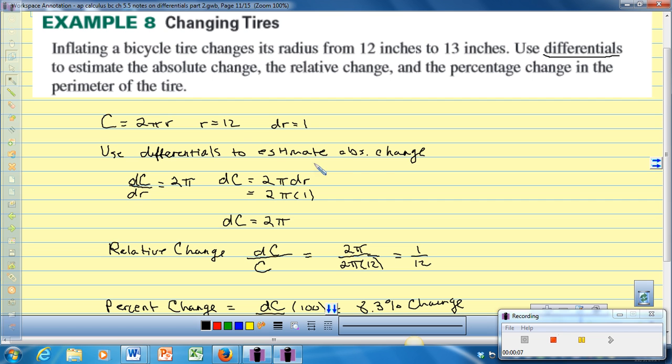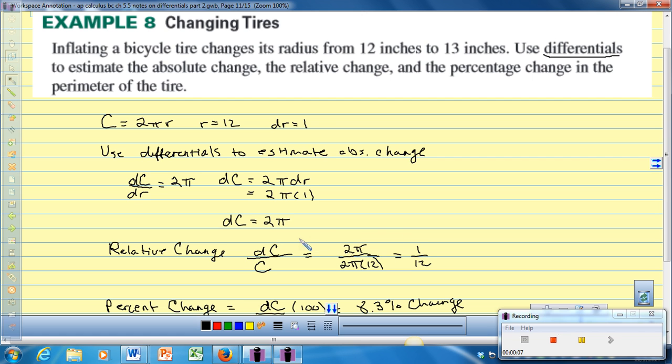So to use differentials to estimate the absolute change, we are going to use dc to approximate the change in the circumference. So I took the derivative of circumference and wrote it in differential form. So dc equals 2 pi dr. Plug in 1 for dr, we have dc equals 2 pi.